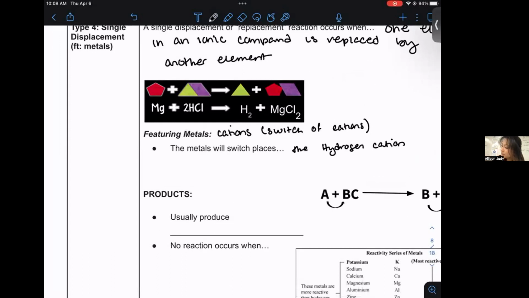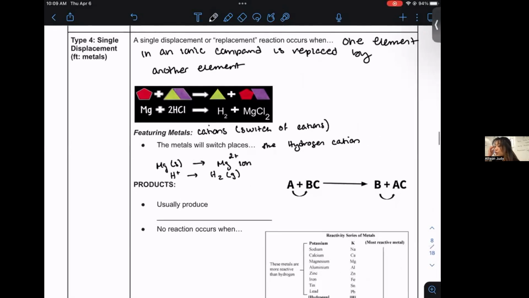Okay, so what we see here is magnesium goes from pure solid, no charge magnesium to now magnesium 2+ ion. And we kick out hydrogen. And hydrogen goes from charged hydrogen 1+ to non-charged hydrogen gas. That's what we see happen. So we usually produce, by usually I mean pretty much always, a new ionic compound.